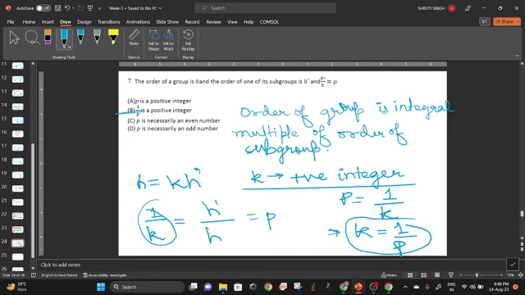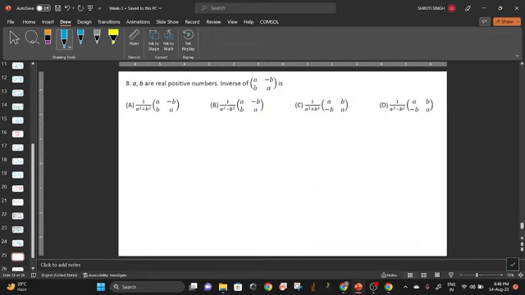Okay. Next one. A and B are real positive numbers. Inverse of the matrix A, minus B, B, A is. How do we find the inverse of a matrix? That is a long method, ma'am. No? We have to take the adjoint matrix, then divide the adjoint matrix by the determinant. That takes longer time. So we can simply multiply those two matrices with all the options, and if the product is 1, then we will see it is the inverse.